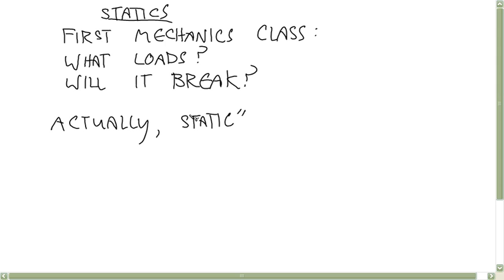So what does static mean, first of all? Not moving. And the class is called statics, but the fact that objects are static is not really the key to this class.